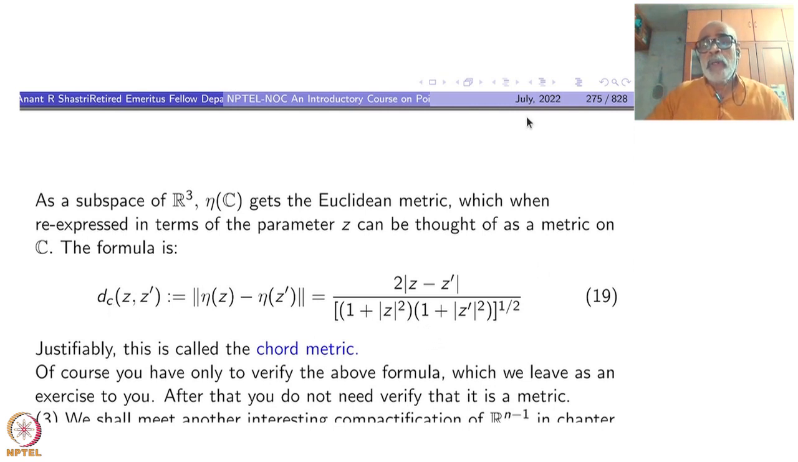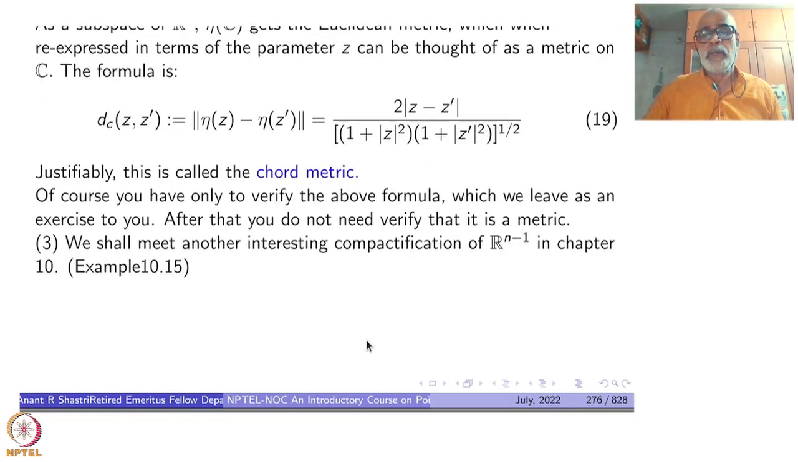So when you take two points of C sitting inside S^2, all that you have to do is join them by a chord, and look at the length. That length is precisely the Euclidean distance. So that's why it's called the chord metric. In particular, this metric on C is a bounded metric. Topologically, it will give you the same topology, and that's the whole idea of why it's a different metric. The same thing you can do for any R^n, but you will not get this nice formula, because here we have used the specific algebra of complex numbers, that's all.